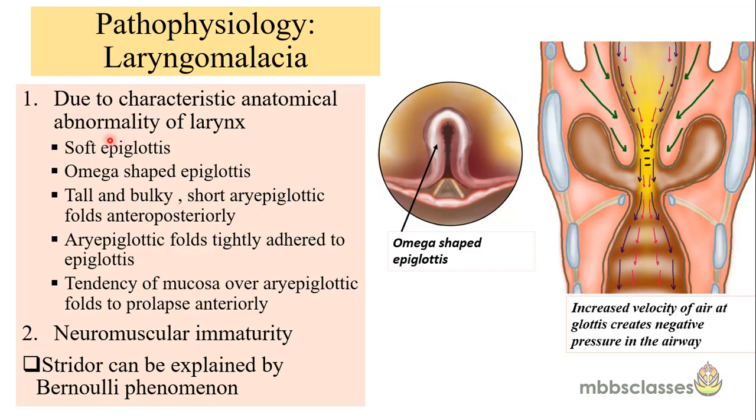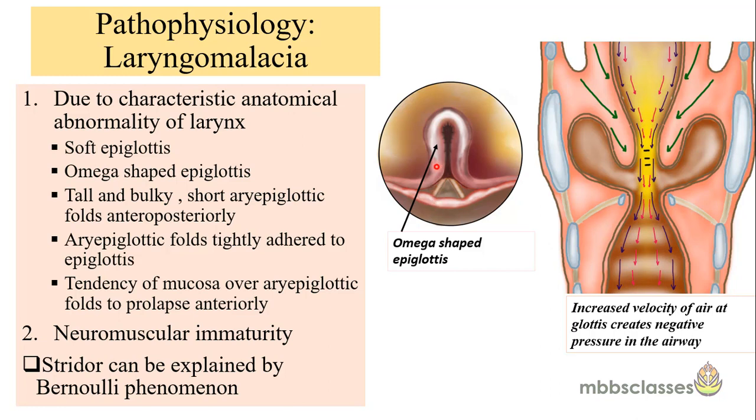and the consequent stridor. First is the texture of the epiglottis. It is soft. Second, the shape of the epiglottis is omega shaped. The omega shape occurs because the epiglottis is longer and gets curled up. So if you see here, this is a laryngoscopic schematic picture where you can see that the epiglottis is omega shaped. The third reason is the epiglottic folds. It is seen that they are tall and bulky and they are short anteroposteriorly.